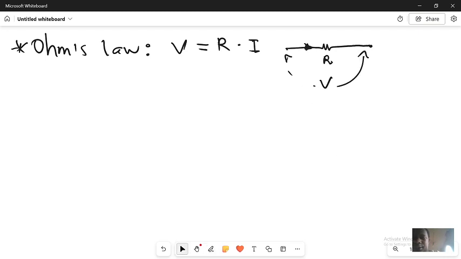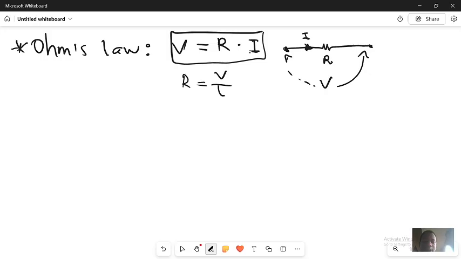which causes current I. That means we can determine the voltage across this resistor R by using V equals R multiplied by I. That is Ohm's law. It means that if I have the voltage and the current, I can determine the resistance, which is V divided by I.